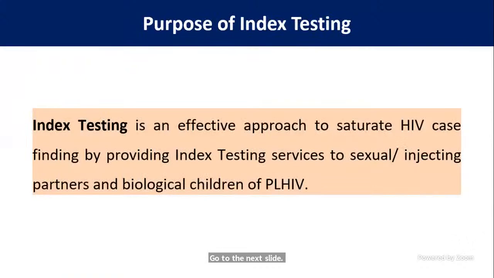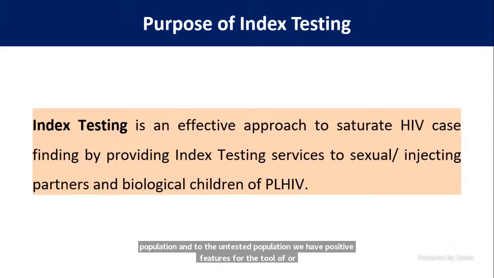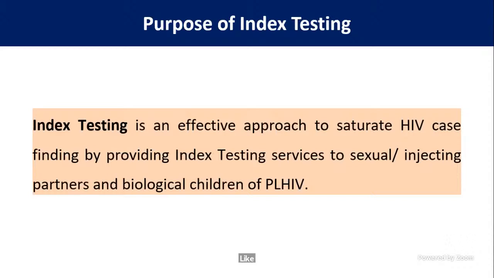As I said, index testing is an effective approach to saturate HIV case finding, and we have evidence from other countries and within the country from the PEPFAR geographies. We have evidence of how effective index testing is in reaching the hidden population and the untested population. We have positive results to the tune of 20-30% positivity among partners of HIV positive index cases. Next, please.